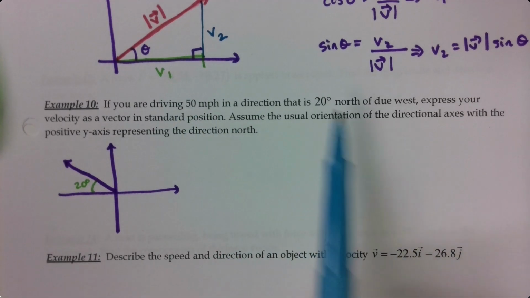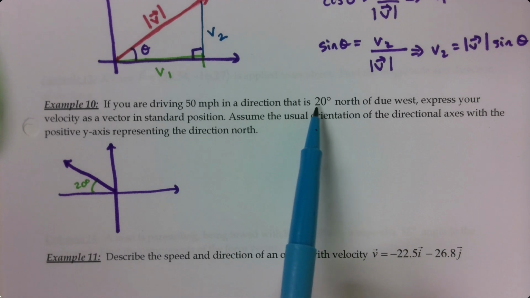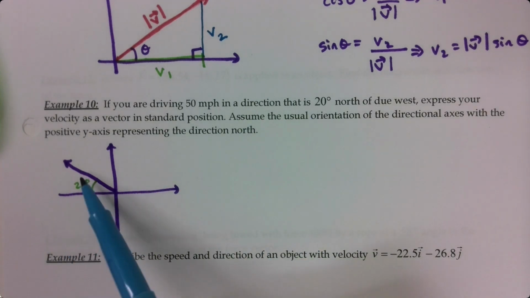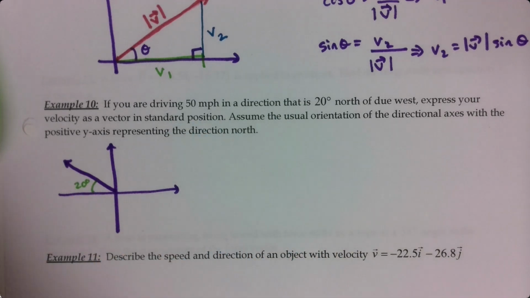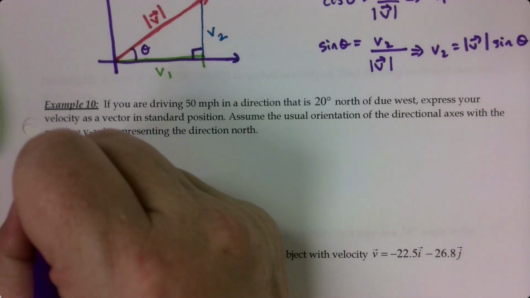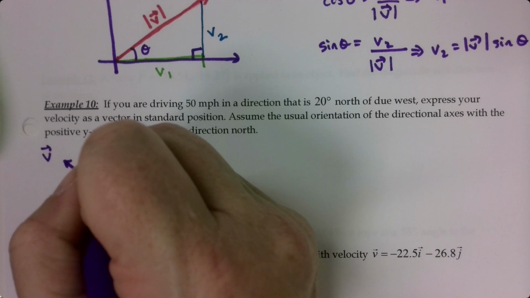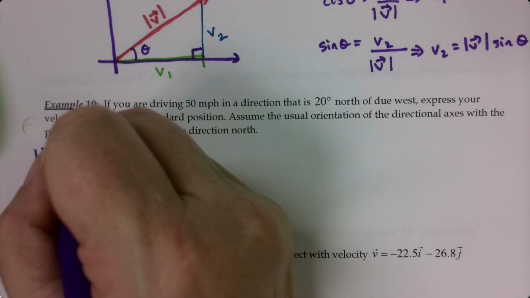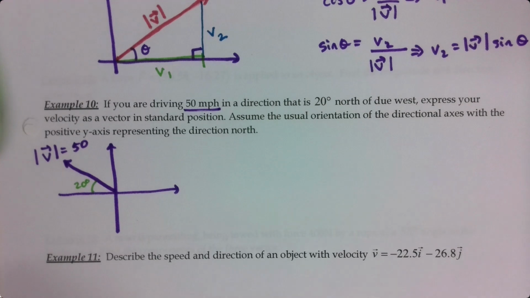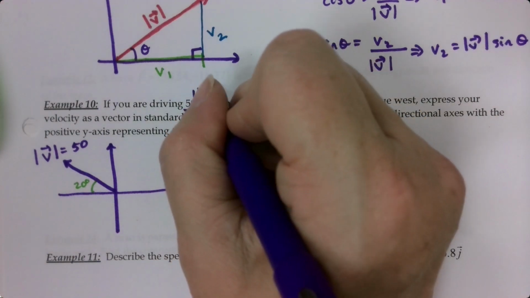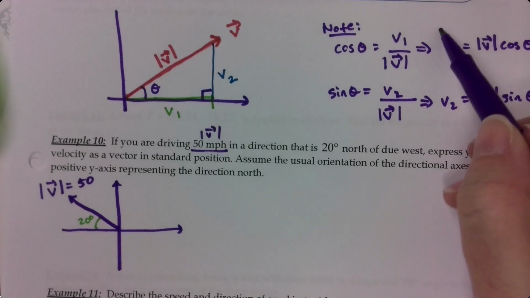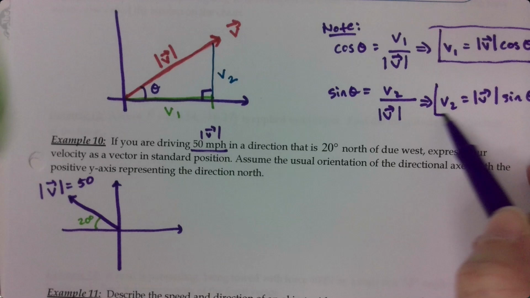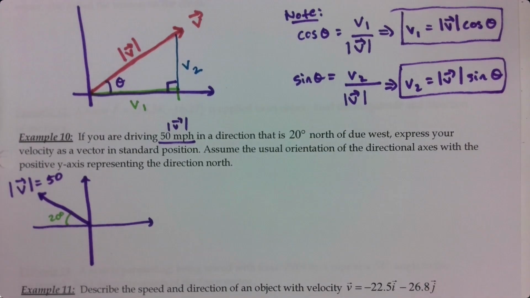Now the problem is that we can't use the angle 20 degrees because 20 degrees is north of west, which is not how we orient angles. We do know the size of this vector, though. The magnitude of vector v is 50 because it's 50 miles per hour. That's no problem. But we don't know the angles, and we can't make a vector out of it. So we're going to have to use these two pieces that I just added to the definition.